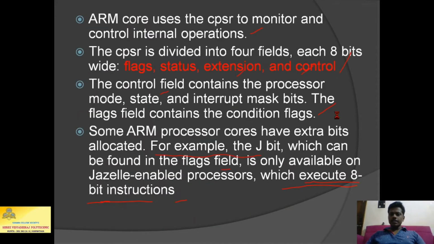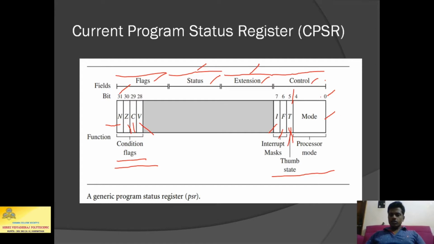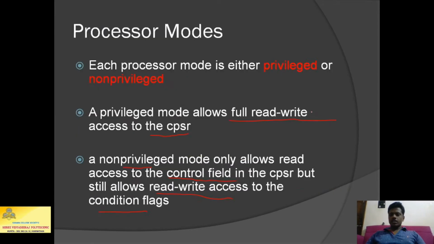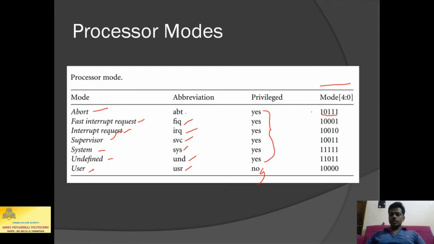You can see here bits 0 to 4. There is a mode field here, isn't it? The mode field is the processor mode. In this structure, if we get 1, 0, 1, 1, 1, then the processor will move to abort mode. If we get 1, 1, 1, 1, 1, it will move to system mode. If you have 1, 0, 0, 0, 0, then the processor will be operating in user mode.